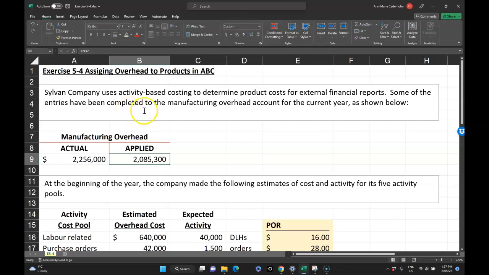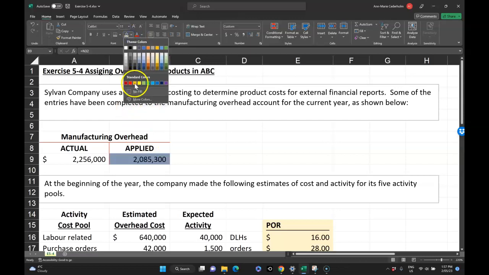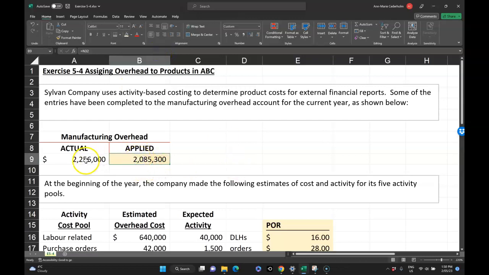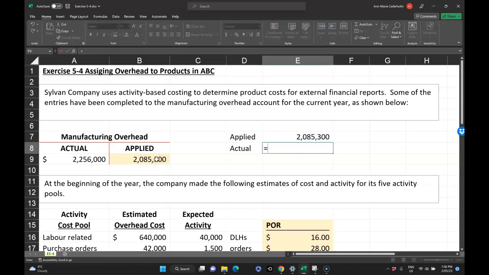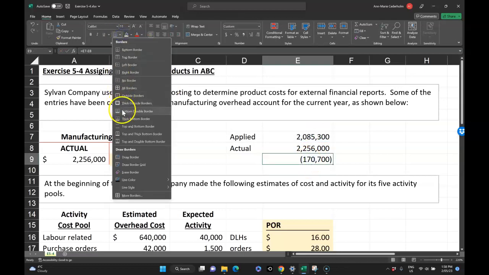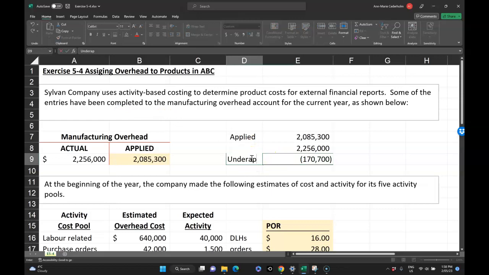So now I'm just trying to think if I'm over or under. So if I compare this to my actual, it looks like I didn't apply enough, so I'm under applied. Another way to look at it is just take your applied and then subtract your actual. See what that gives us here. This minus this. So if it ends up being in brackets, that means it's under applied. If it's not in brackets, then it's over applied.